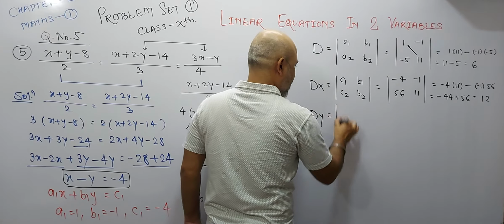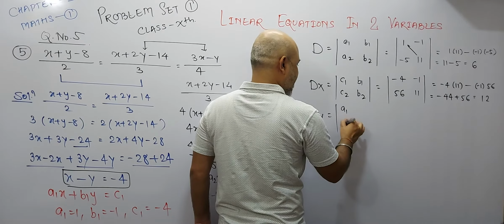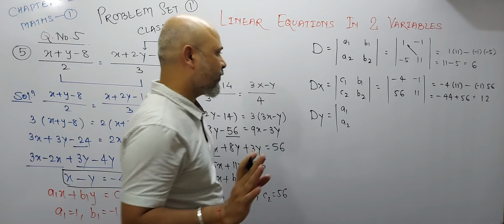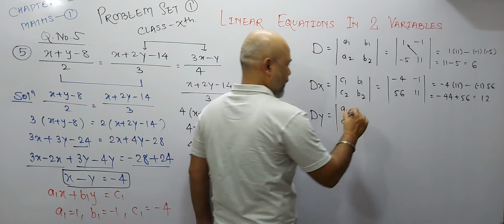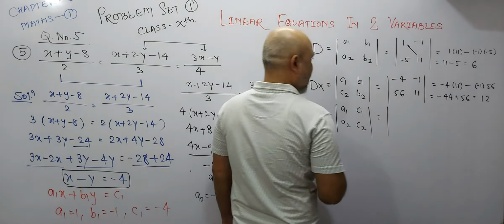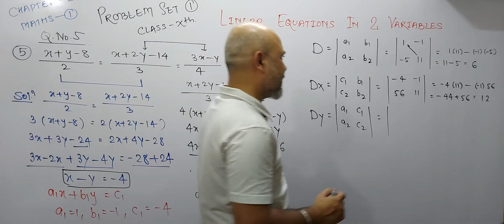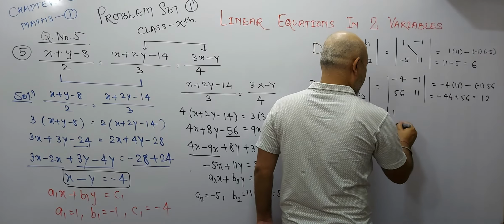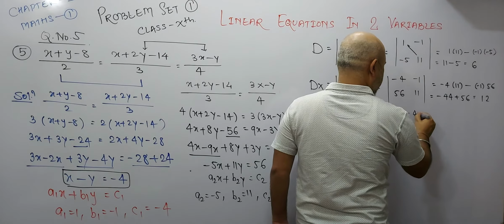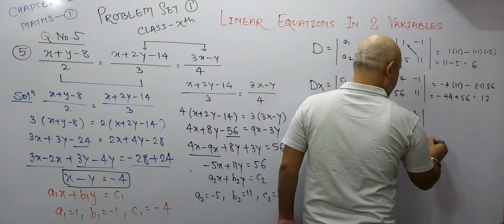Okay. Now we'll find the value of dy. So dy is equal to what? a1, a2 will be as it is. b1 and b2 are replaced by c1 and c2. So what is a1, a2? a1 is 1 and a2 is minus 5. What is c1 and c2? c1 is minus 4 and c2 is 56.